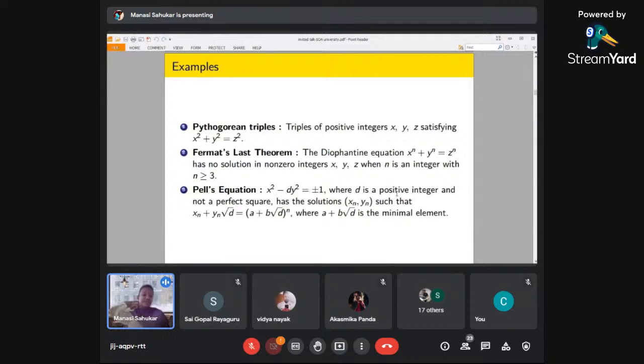We'll always have a solution, and it has a specific type of solution. It was studied by Pell, so it's called Pell's equation. If x square minus d y square is equal to plus or minus 1 has a solution, then it looks like x_n plus y_n root d is equal to (a plus b root d) to the power n. Here a plus b root d is the minimal element or fundamental solution of the Pell's equation.